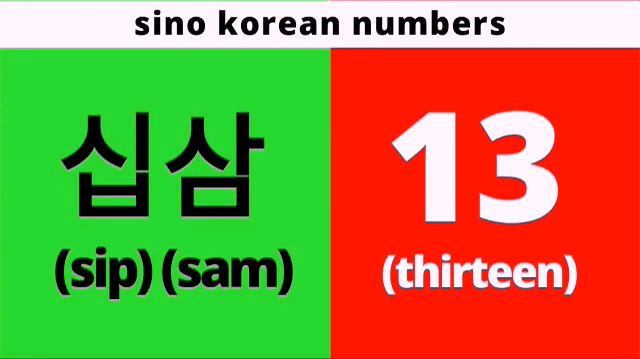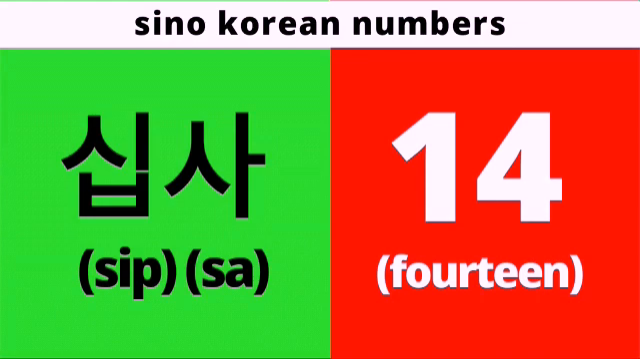The Sino-Korean translation of number 13 is ship sam. Ship represents the tens value, which is 10, and sam represents the ones place value, which is 3. So 10 plus 3 is 13, and that is ship sam.